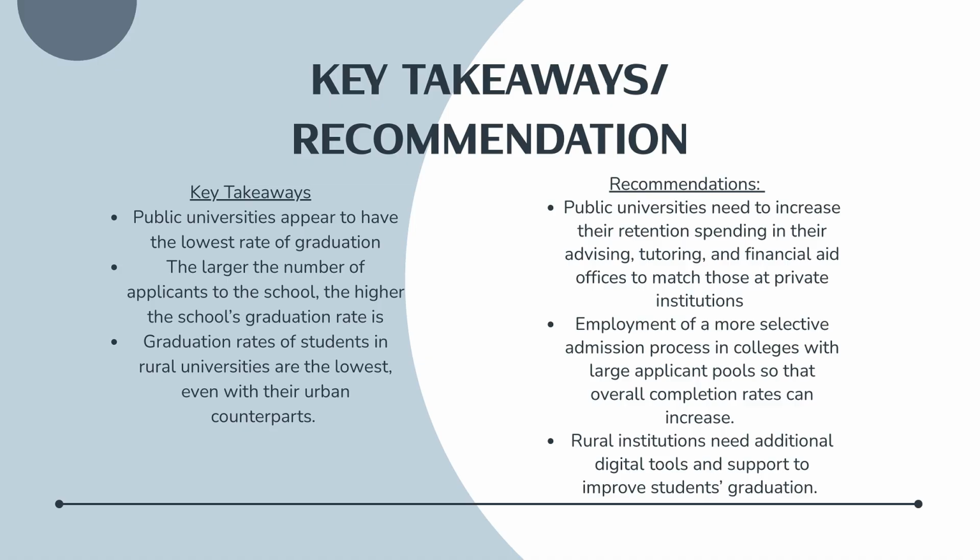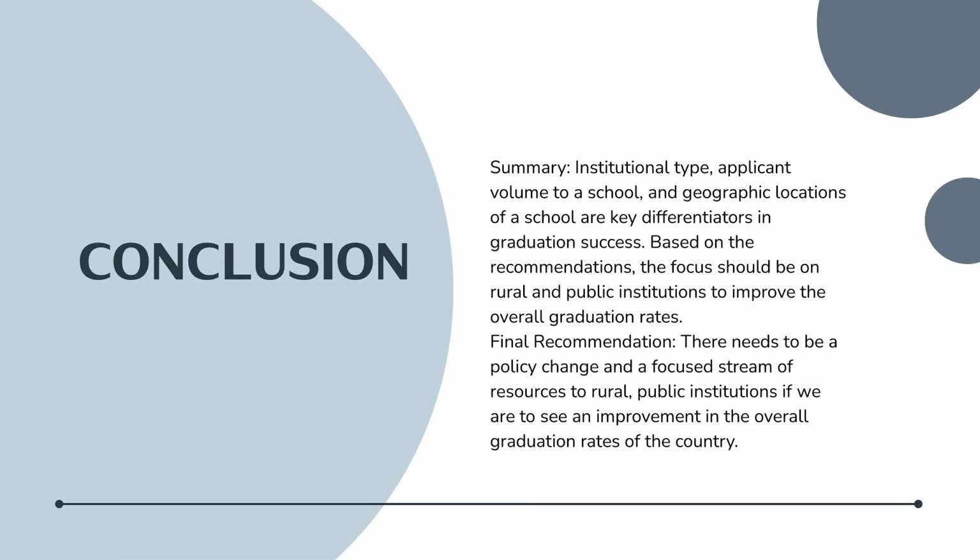To conclude, our analysis shows that institution type, applicant volume, and geographic location are key factors in graduation success. Public institutions, schools with lower applicant volume, and rural universities consistently show lower graduation rates. Based on these findings, the focus moving forward should be on public and rural institutions, where improvements can have the greatest impact on overall graduation outcomes.